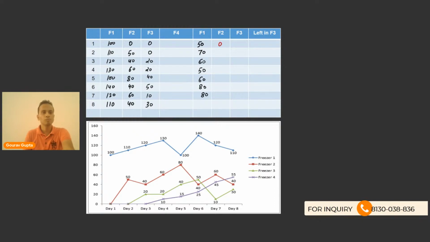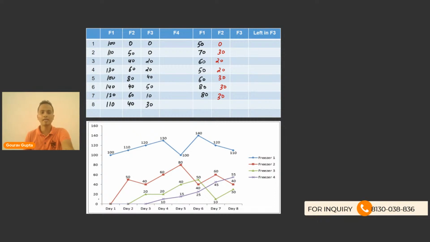Then on day 2, freezer 2 had 50 and freezer 3 on day 3 had 20, right? So the difference of these two numbers, it will be 30. So 30 tubs from freezer 2 will be sold. 40 minus 20, that is 20, again 20, then 30, 30, and 30. Calculate these differences in the similar manner and you will get the number of tubs which are sold from freezer 2 on every day. All right, clear? So these are the numbers for freezer 2, the number of tubs which are sold, right?